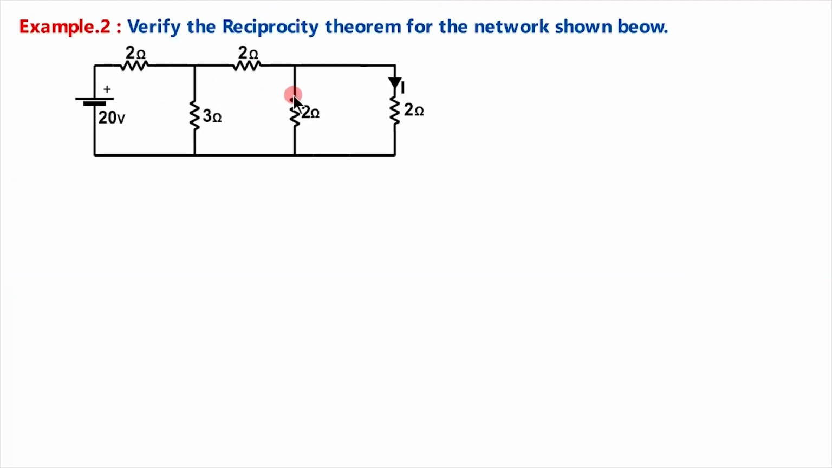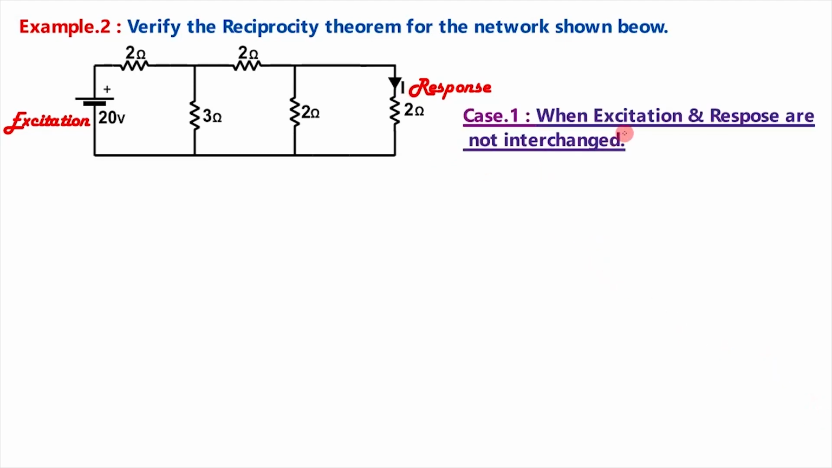Here we are asked to verify the reciprocity theorem for the network shown here. First we will simplify the circuit containing this much resistances so that the total current we will find out first. Here excitation is given as 20 volt and the response is current I. First we will take the case when excitation and response are not interchanged.